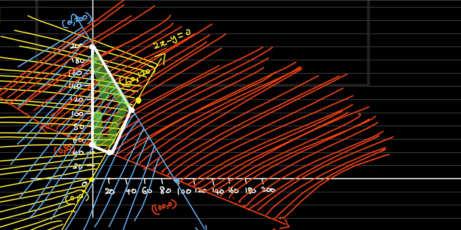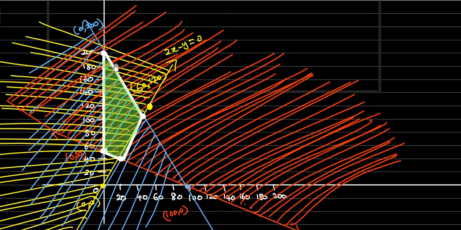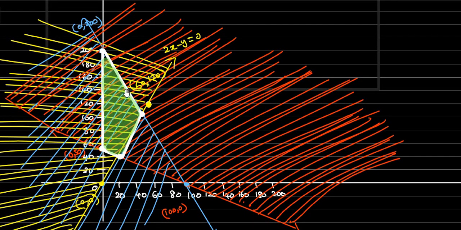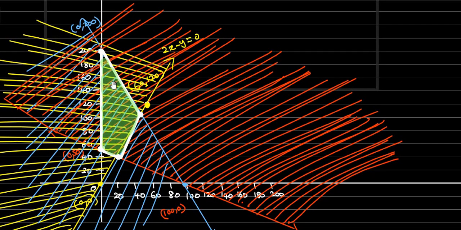Since it's a closed figure, the feasible region is the green shade. This I'm shading right now is the feasible region for all four inequalities. Since the feasible region is there, you can also notice that it is bounded. We need to identify the corner points now.